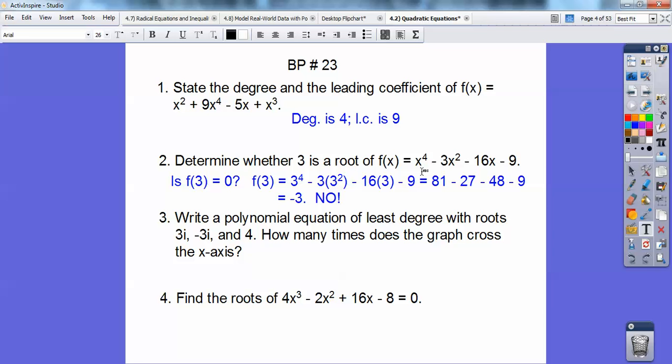Okay, so write a polynomial equation of least degree. We did this in our last lesson, you guys, so I'm going to make this a factor. x minus 3i is a factor. x plus 3i is a factor. x minus 4 is a factor. Equals 0. Don't forget your equals 0.